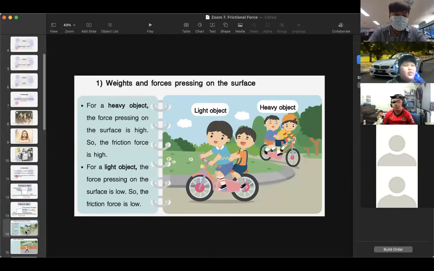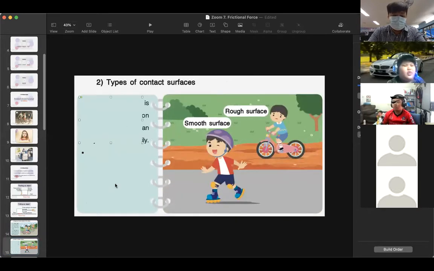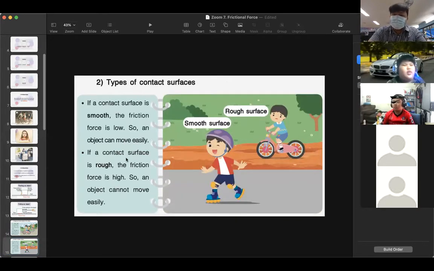In the second picture, second example, this one is smooth surface and rough surface. For smooth surface, the friction force is low, so you move easily, you move faster. Now for the rough surface, the friction force is high. It makes moving not easy, like a little bit hard. Okay? Do you understand again what is friction force?